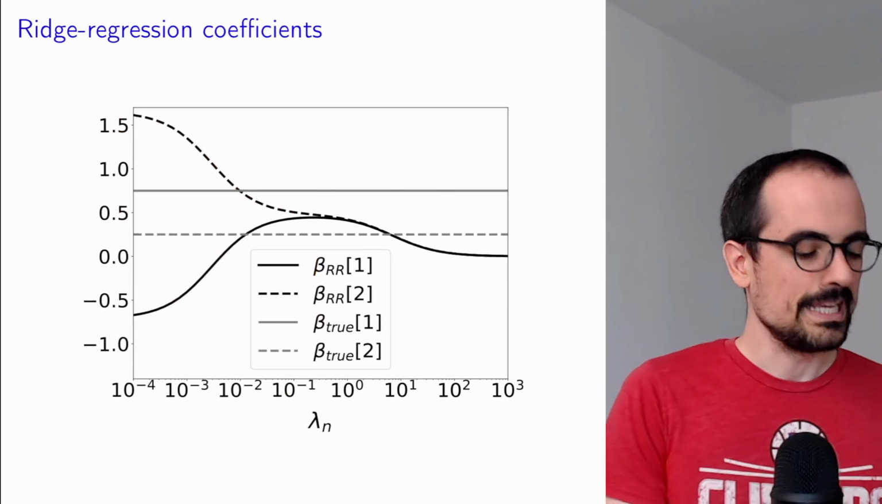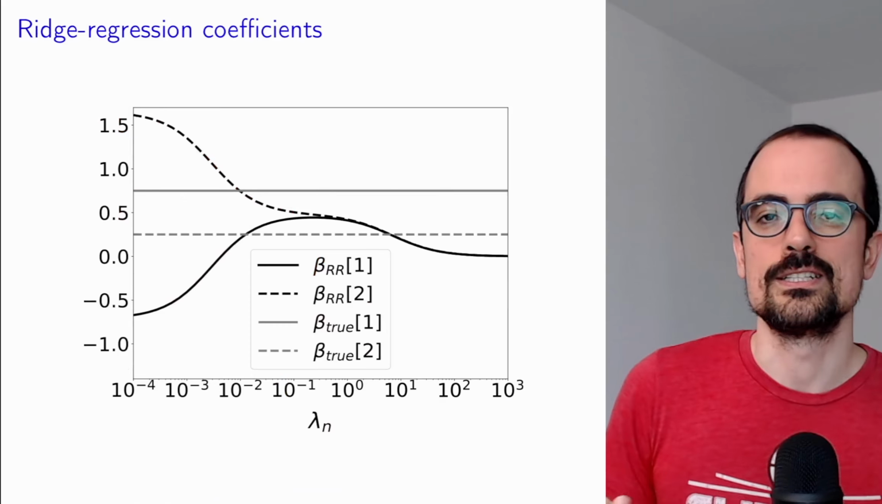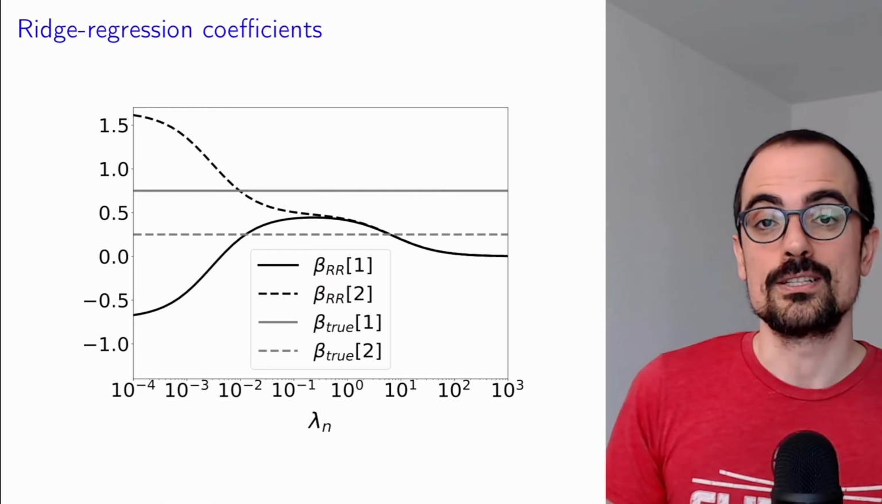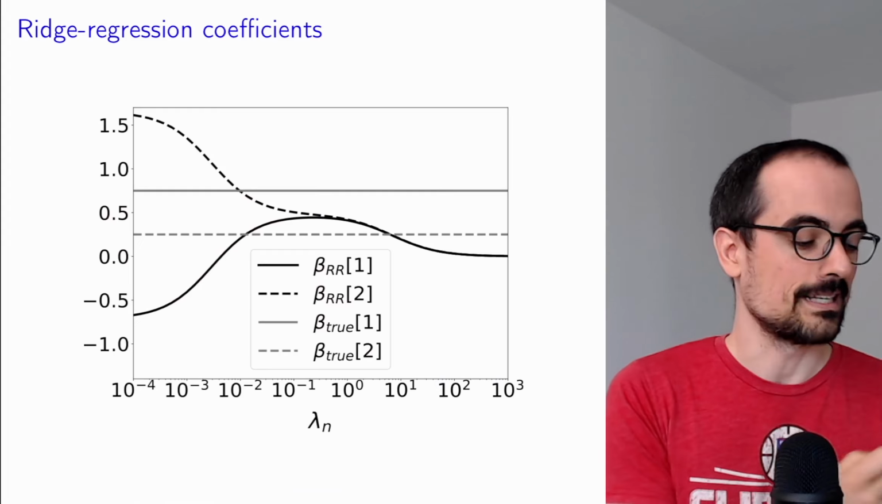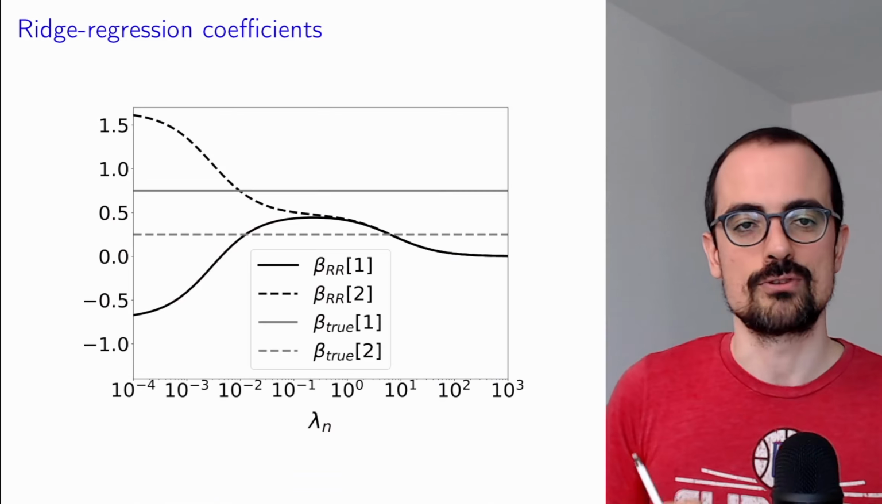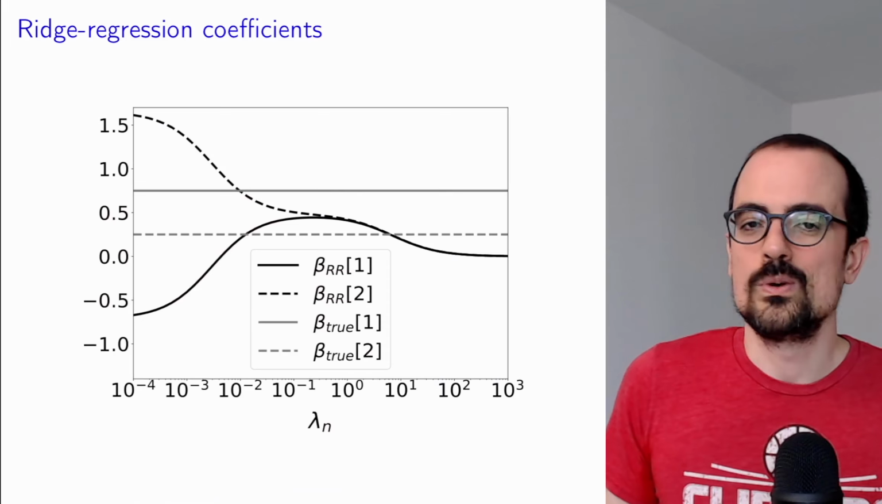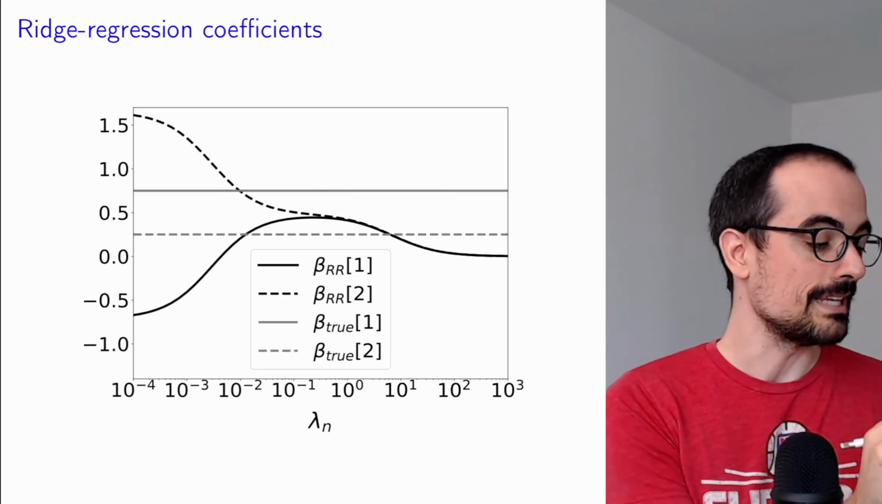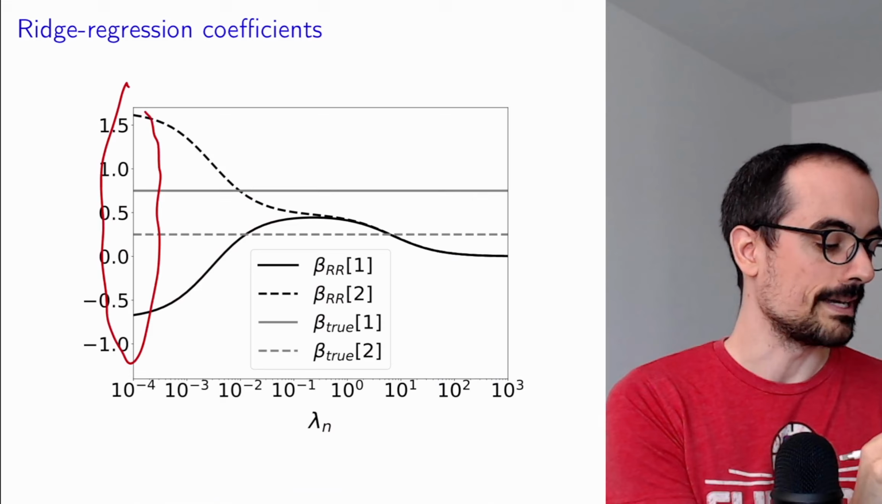If we look at the ridge regression coefficients in this other standard basis, in the normal standard basis, these are the amplitude of the first entry and the second entry of the ridge regression coefficients. We don't really understand what's happening. We see that here they have gone bananas.